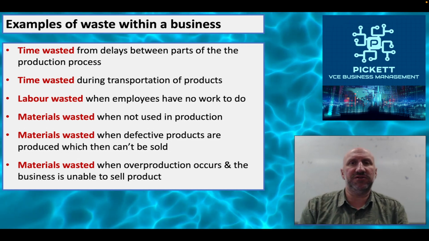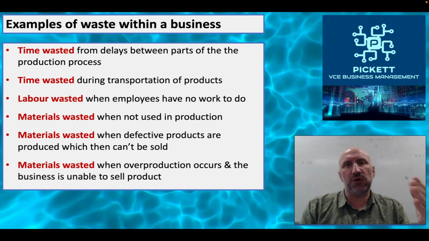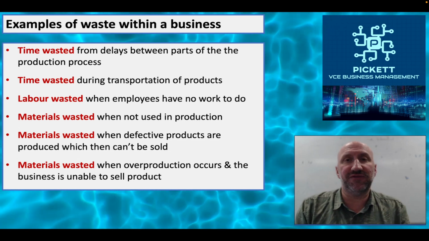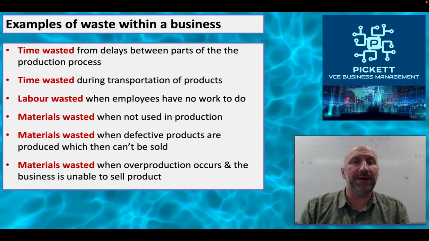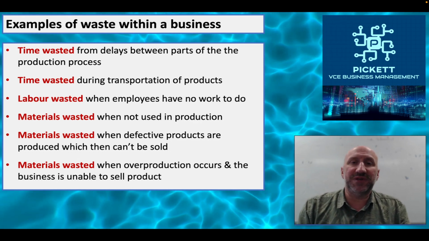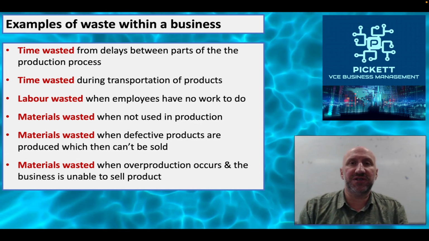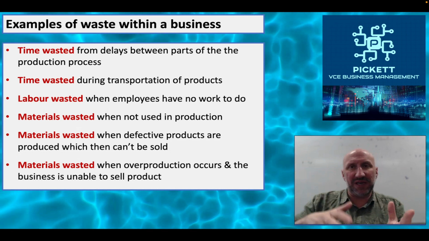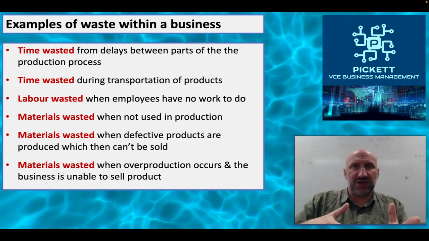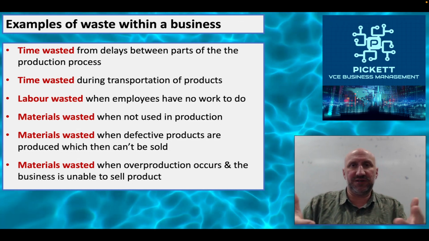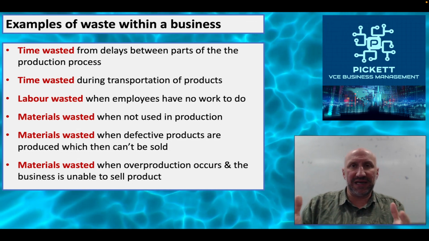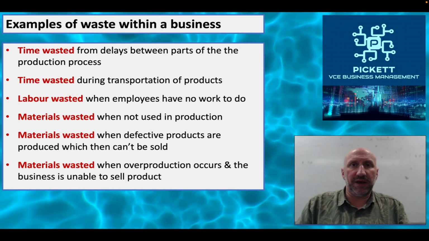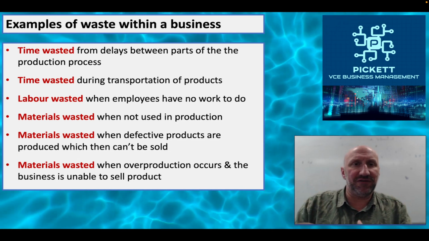So just to give you some examples, and again, this is not an exhaustive list of everything. This is just some examples of the types of waste that we're talking about here. So time wasted from delays between parts of the production process. If we're producing some kind of product, you don't want delays happening in our system. You want things to happen as quickly as possible because time costs money. So the less time that we're wasting, the less money it's going to cost us, and it just avoids that area of waste.